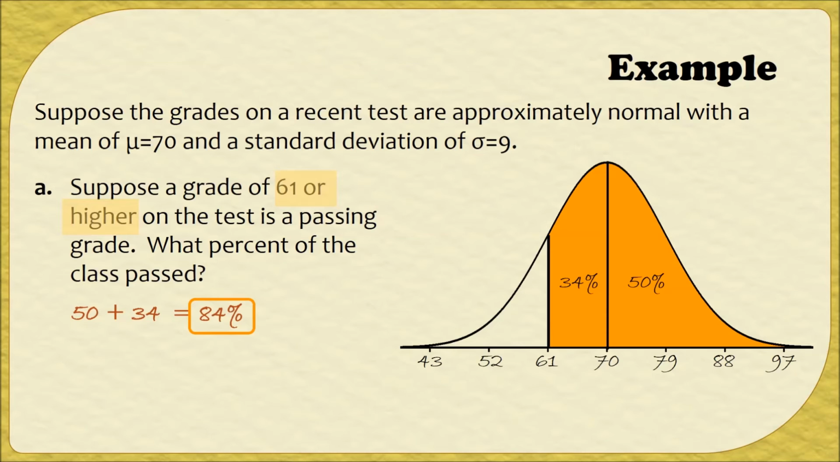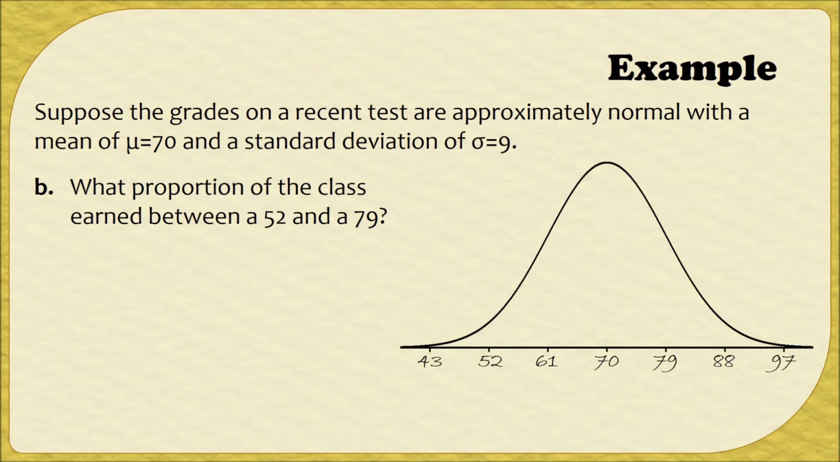Let's do another example. What proportion of the class earned between a 52 and a 79? To begin this example, the important numbers are the 52 and the 79. So I'm going to begin by drawing a line up at the 52 and also a line up at the 79. And we are interested in the proportion of values that are in between those two. In order to figure out the percent of values between these two numbers, first I'm going to draw lines up at the 61 and also at the 70. This is going to divide my normal curve up into those segments that we looked at earlier.